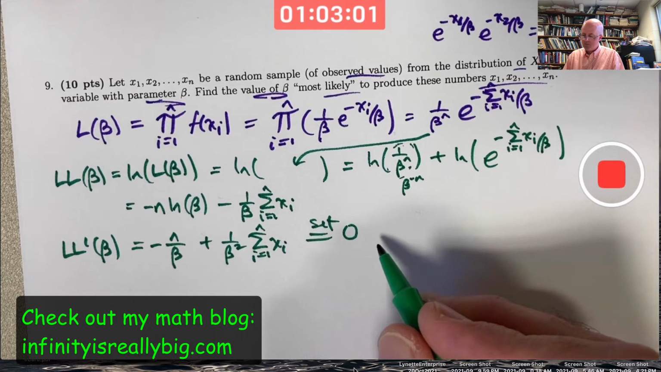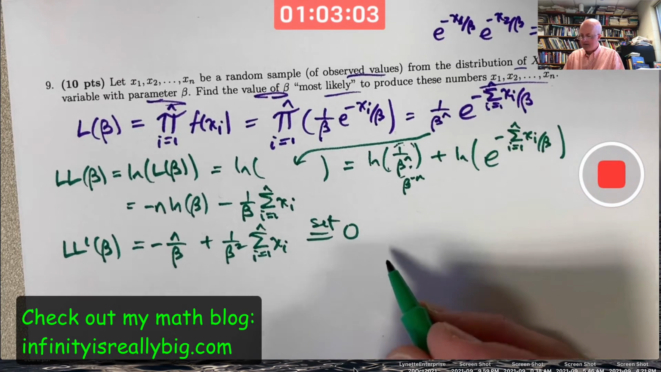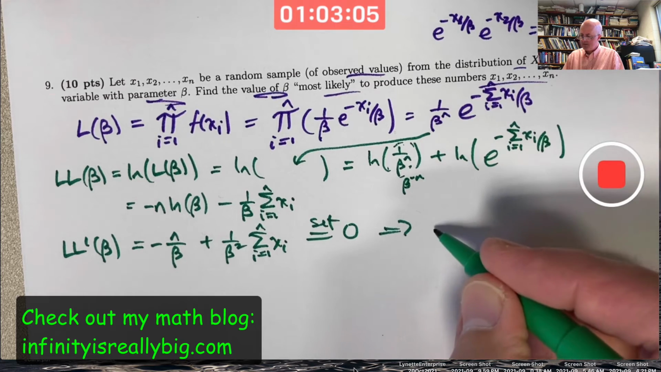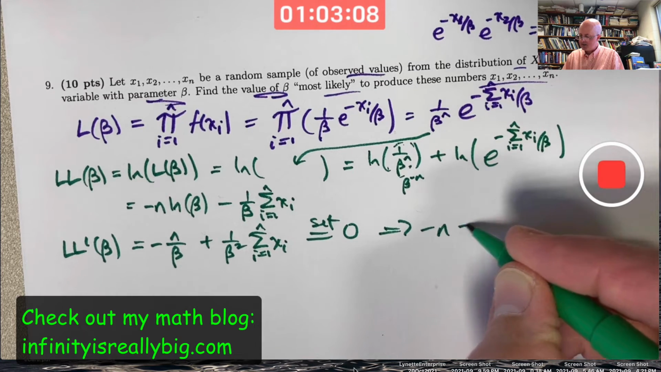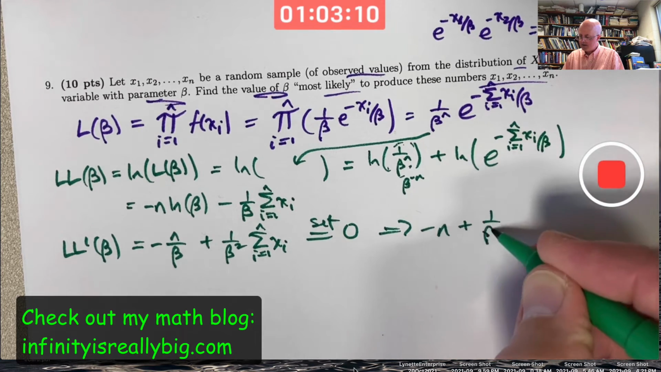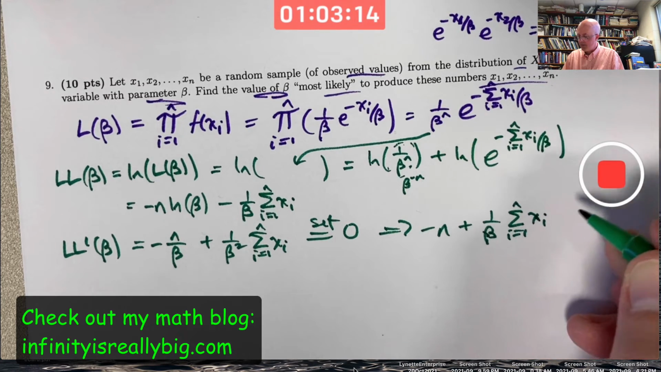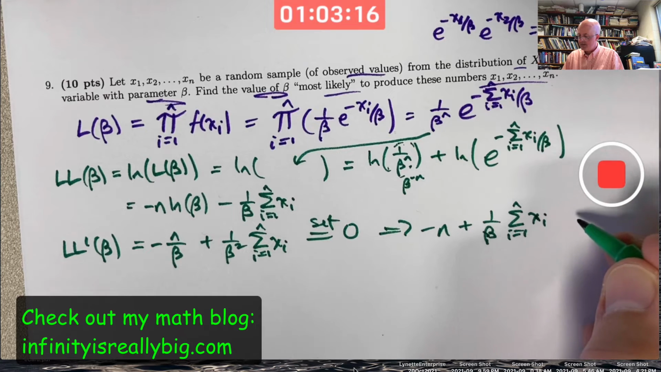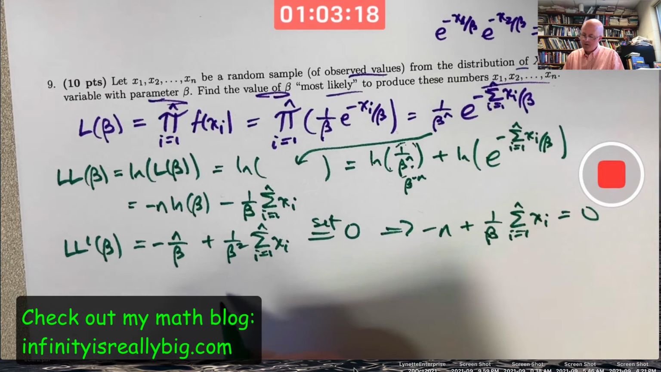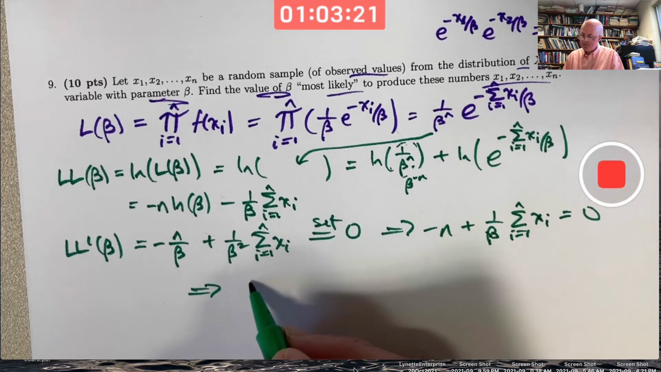Rearrange. Well, we can multiply everything by beta and write this as negative n plus 1 over beta times the sum, i goes from 1 to n. It is assumed here that beta is non-zero. You do have a positive mean. That equals 0.